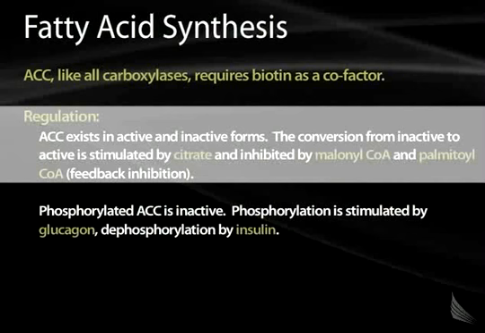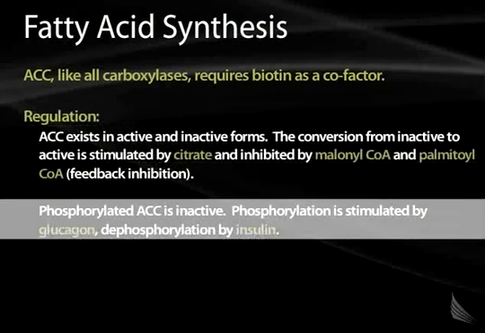ACC exists in both active and inactive forms, and the conversion of inactive to active is stimulated by citrate. Remember the citrate that comes from the citrate shuttle. And it's inhibited by malonyl-CoA, which is its downstream product, and palmityl-CoA, which is a further downstream product, and this is an example of negative feedback inhibition.